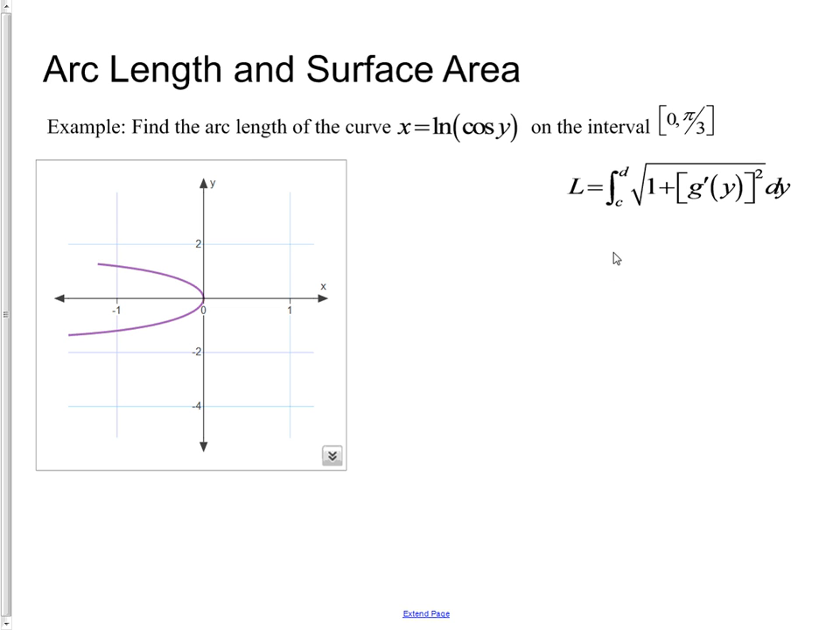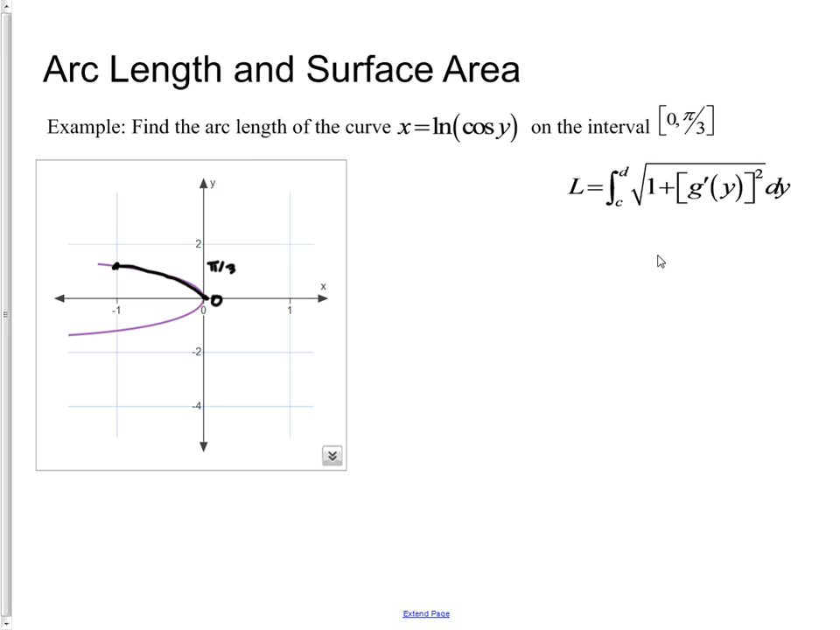The arc length on the interval of y from c to d of the square root of 1 plus the derivative squared dy, that'll give us our length. And so we're going on an interval from 0 to pi over 3. This time we're going along the y-axis, right? So we've got 0 up to pi over 3, which is pretty close to here, right? And if we were looking at the value that we would get, it'd probably be something like this. Okay, so what is the length of that bit of curve right here?